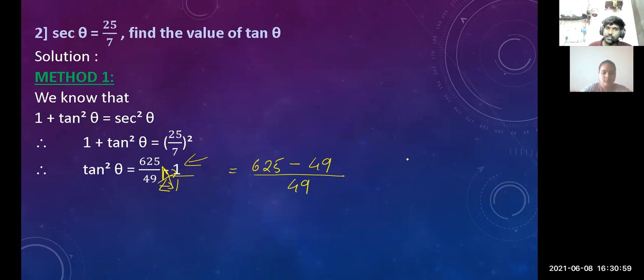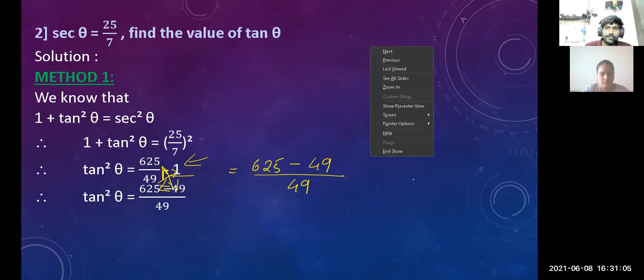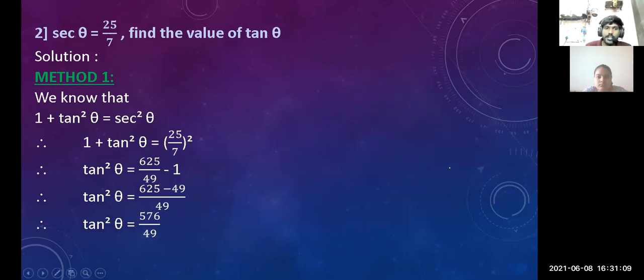Is this clear? Yes or no? Okay. Now 625 minus 49 is 576. So you have tan square theta is equal to 576 upon 49. Now, to remove this square, what should you do? Can you tell me what to do to remove the square?